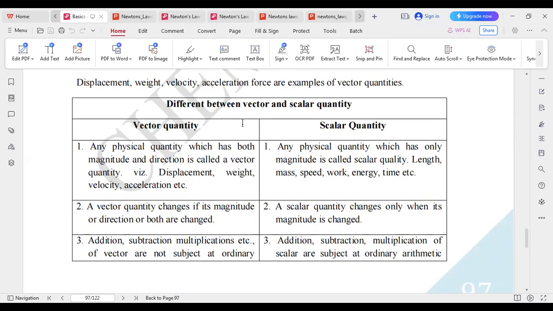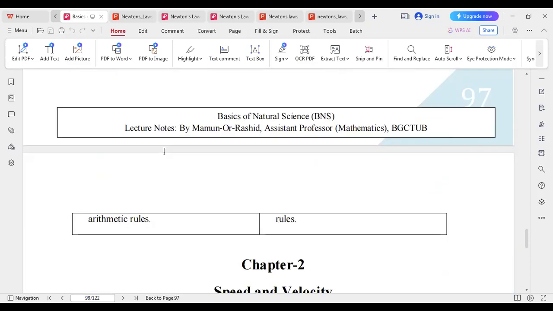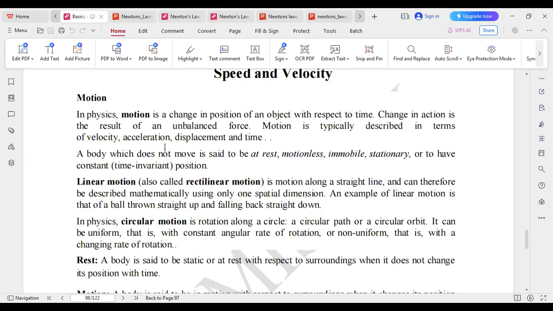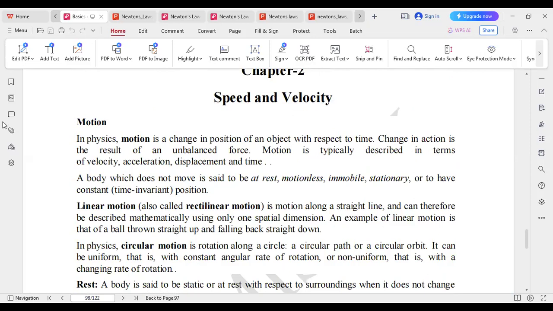What is the difference between scalar quantity and vector quantity? You must know about this. And now what will be the speed and velocity? Motion: in physics, motion is a change in position of an object with respect to time. So this is the definition of motion. Motion in Bangla is goti. Change in motion is the result of an unbalanced force. Motion is typically described in terms of velocity, acceleration, displacement, time, etc.